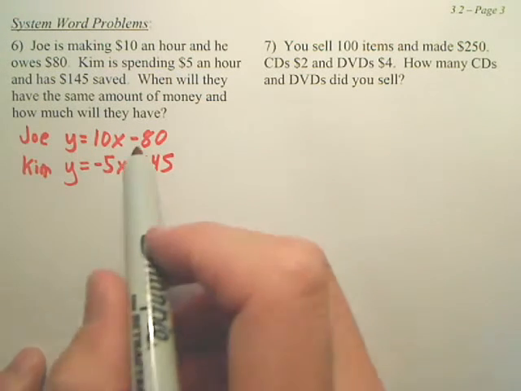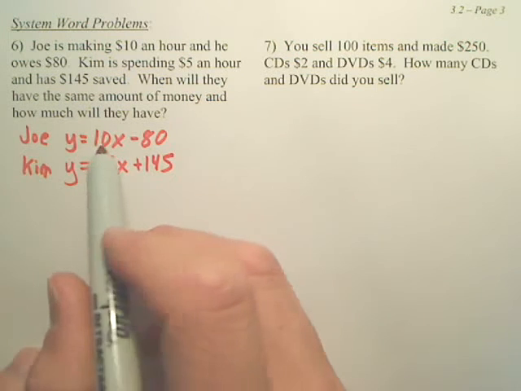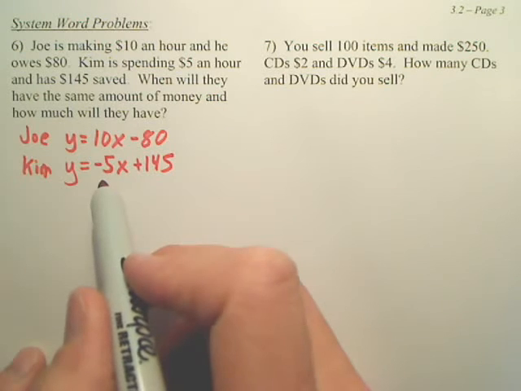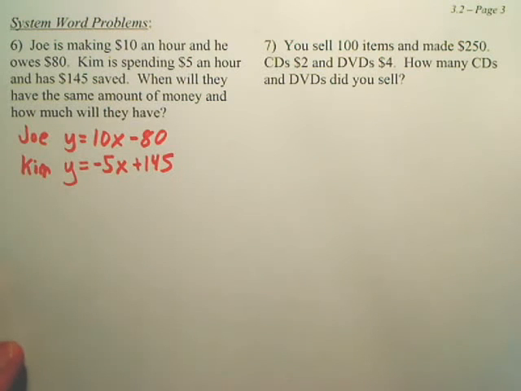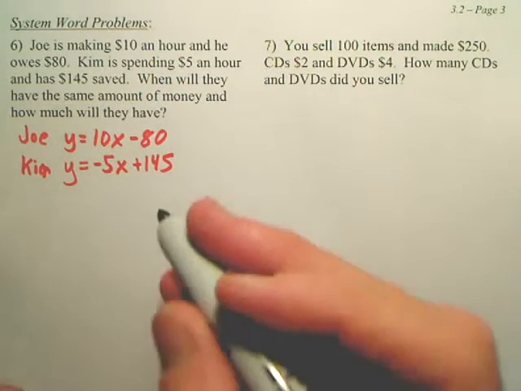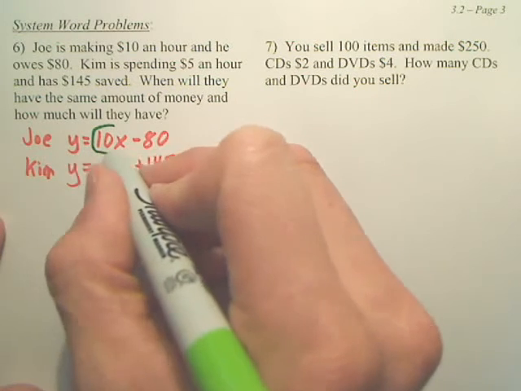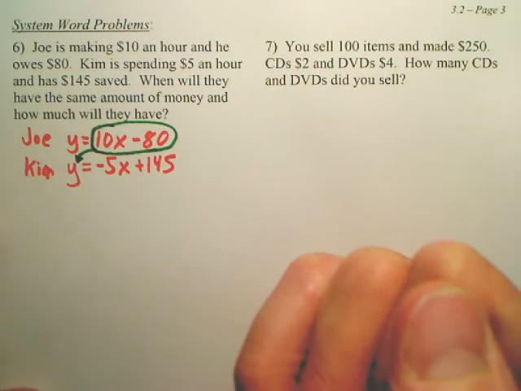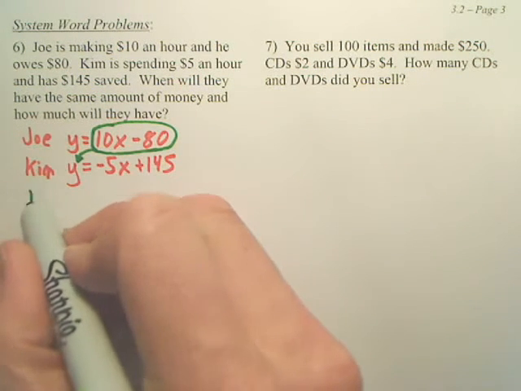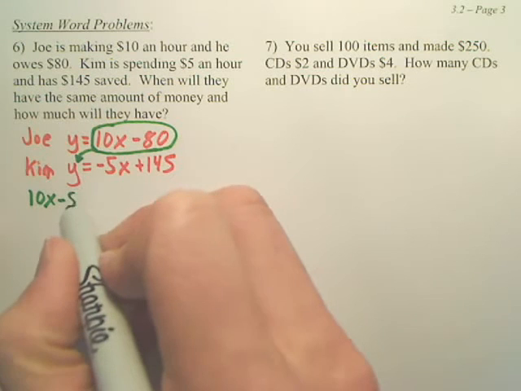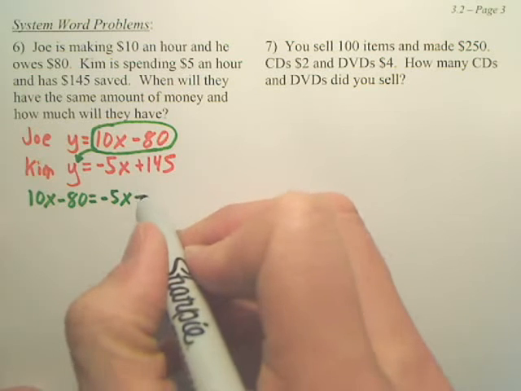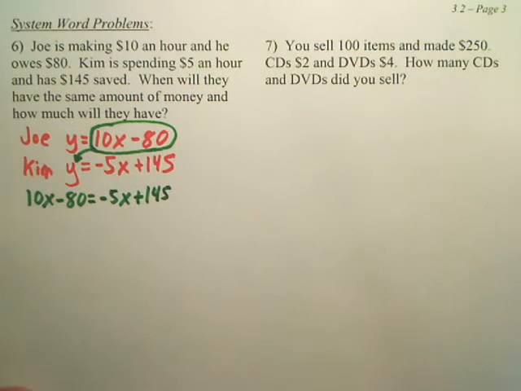So I have two equations. One where you owe 80 and gaining 10 bucks an hour. One where you're 145 bucks up, but you're losing money at 5 bucks an hour. Some sort of shopping spree or something. I don't know. How do we find x, the number of hours that they're the same? You take this guy and stick him right there, because he's y. And you end up with 10x minus 80 equals negative 5x plus 145.